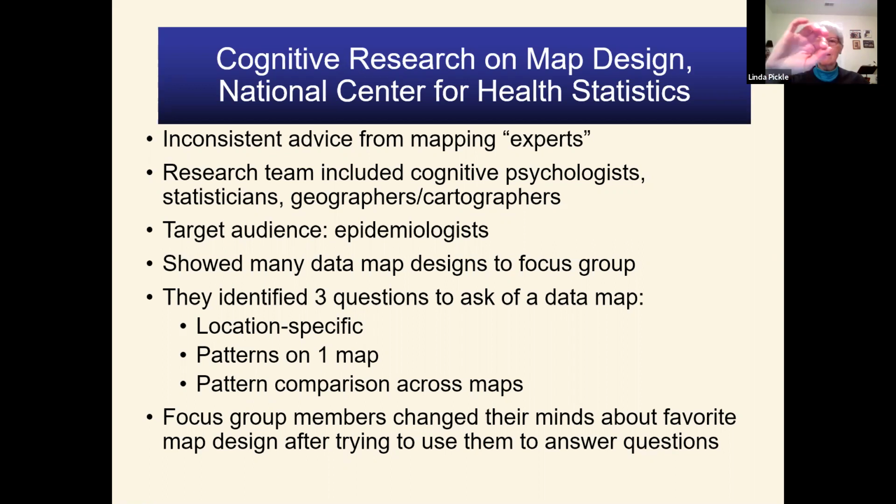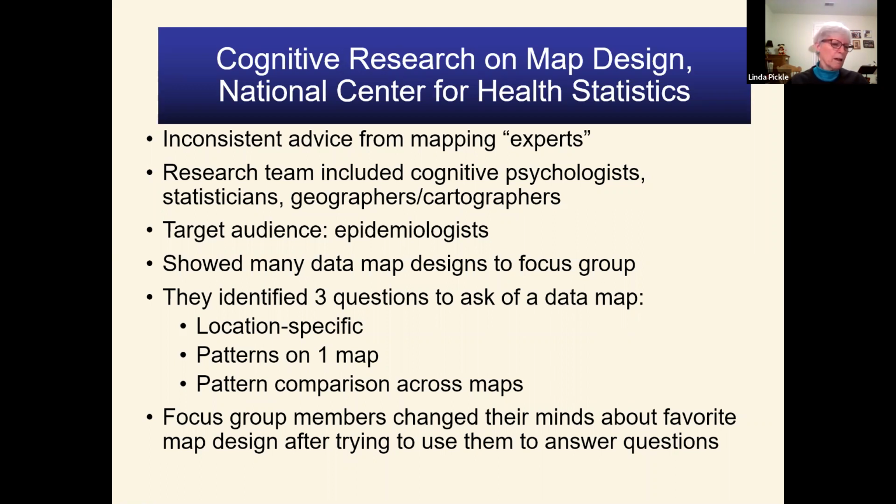And we pasted multiple maps all around the room, different styles. And we first asked, which map do you think you would like to use best? They voted. And then we talked about what questions they wanted to ask of these maps. And they came up with these 3 general questions shown here. The simplest is location specific. If I put my finger on the map, what is the rate right there? Second, a little more complicated, what are the patterns on the map? Are there clusters there, or do I see an east-west trend? And then the most complex was comparing patterns across maps, like male to female or black to white.